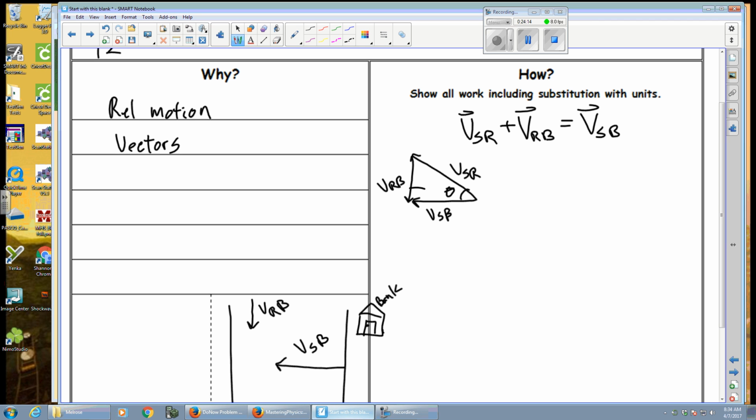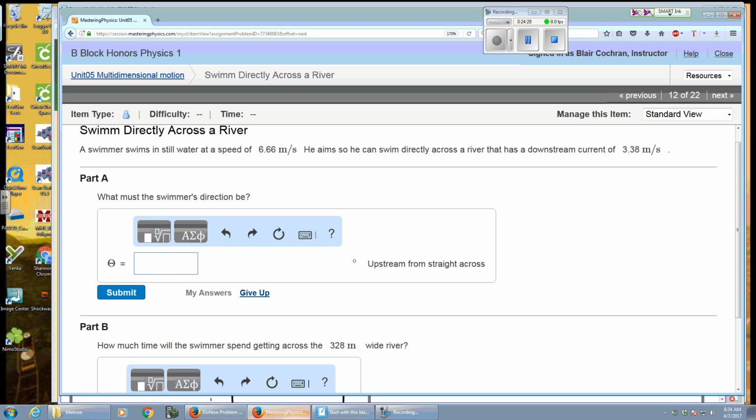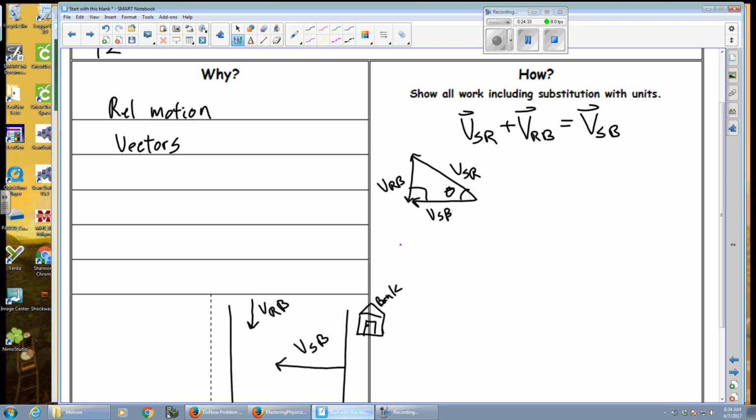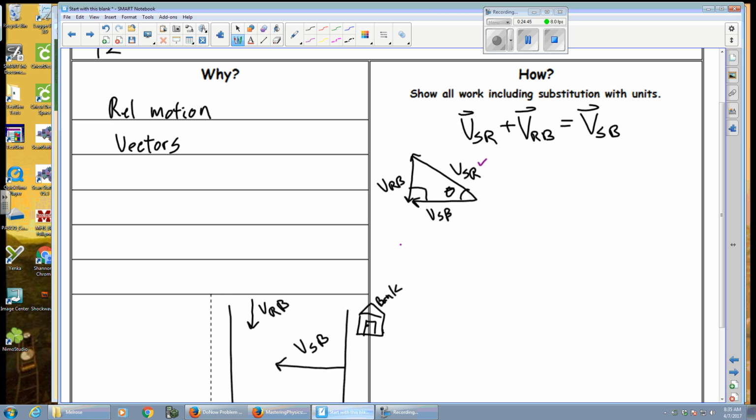Look, that's a right triangle. Whoa. Let's see which ones we know. So we know the swimmer in still water. That would be the same as the swimmer with respect to the river. We know that one. Oh, we know the current, which is the velocity of the river with respect to the bank. And we want to know that angle.